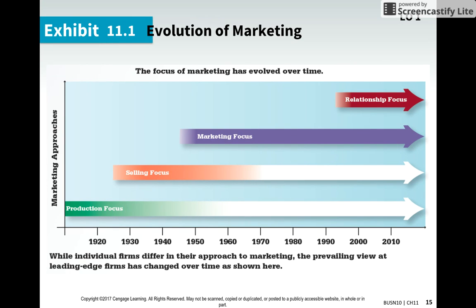So here is just a little graph of how marketing has evolved over the years. So at first it was really about production and how you can produce things fast. Then it was all about selling. Then it became a marketing focus, and right now it's more of a relationship focus. And I think that has to do with social media and how you want to have that connection with your customers.